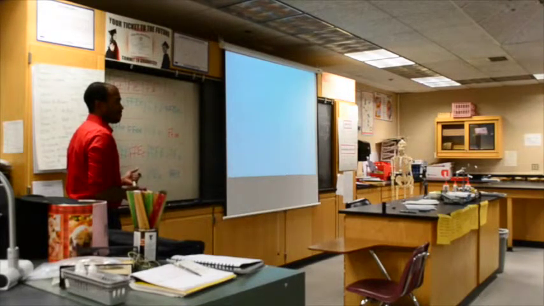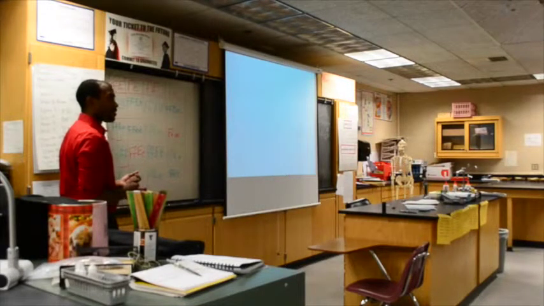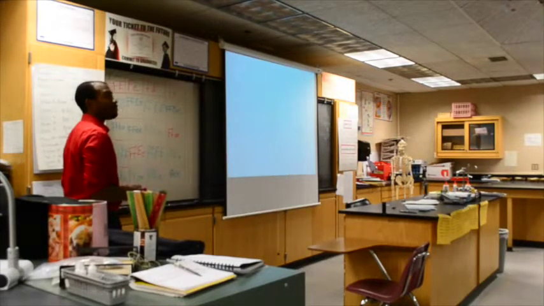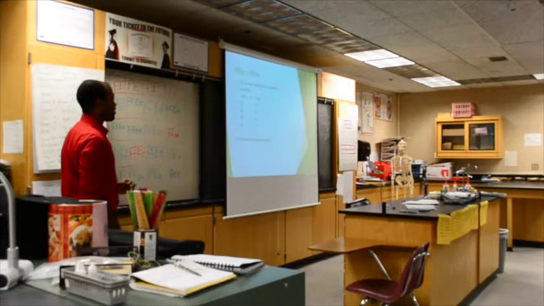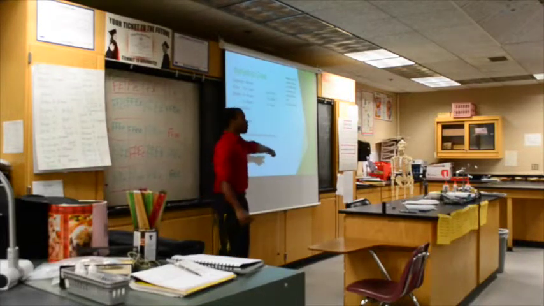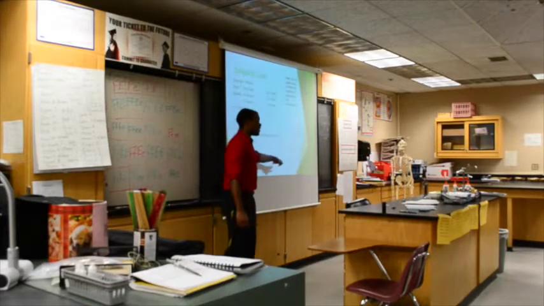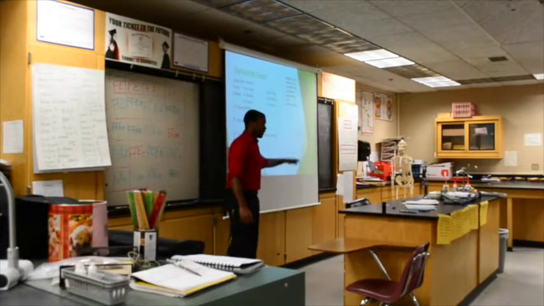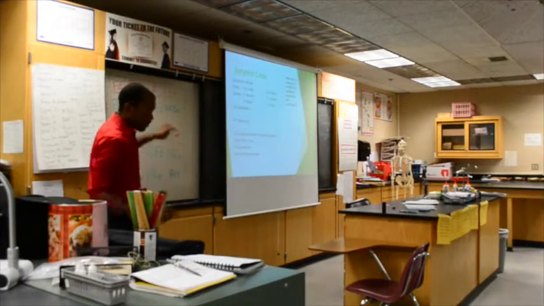So I have how many possible genotypes? 9. How many possible phenotypes? Brown fur, brown eyes; brown fur, blue eyes; black fur, brown eyes; and black fur, blue eyes. So 4 possible phenotypes. So what we have to do is figure out our genotypic and phenotypic ratio.